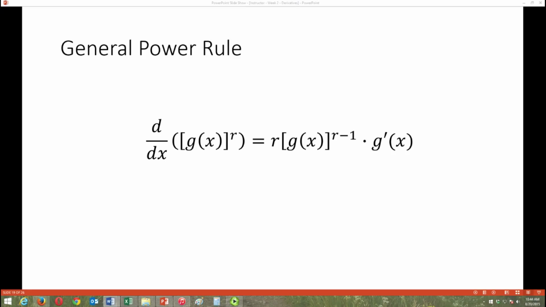We do the same thing as before. We bring the r down and subtract 1 from it to make the new exponent. However, we do a couple other things. We leave the g of x alone inside our brackets, but we multiply our answer by the derivative of g of x, which is g prime of x.